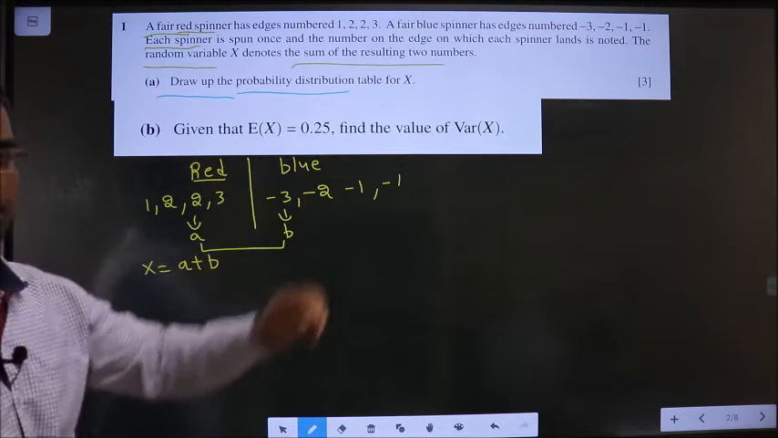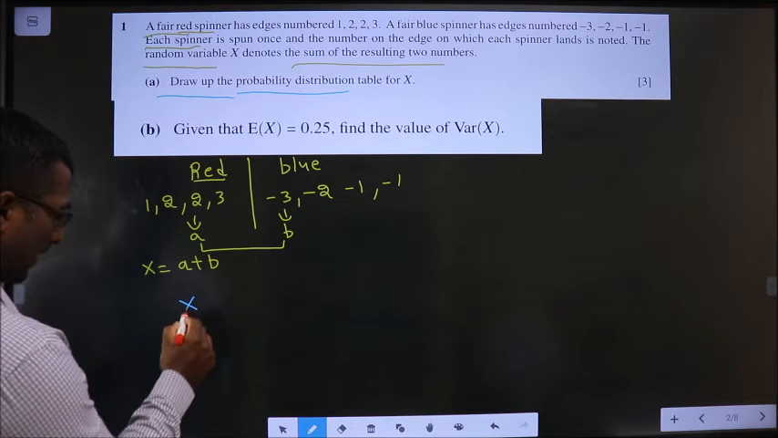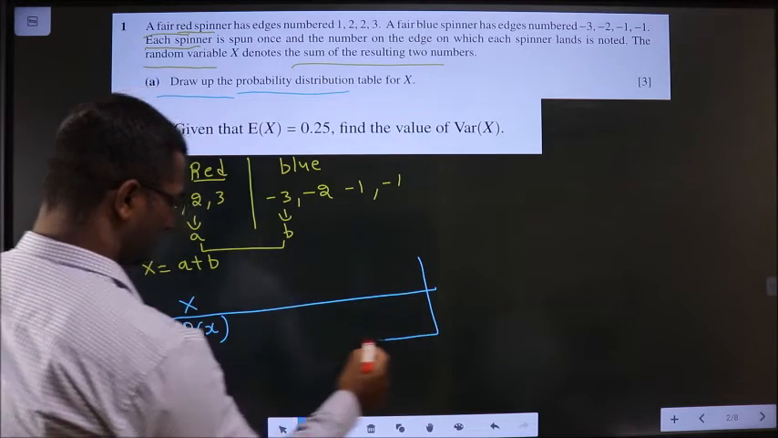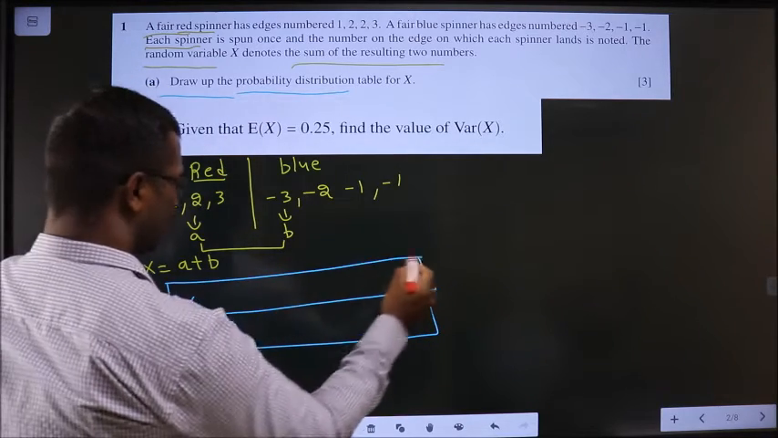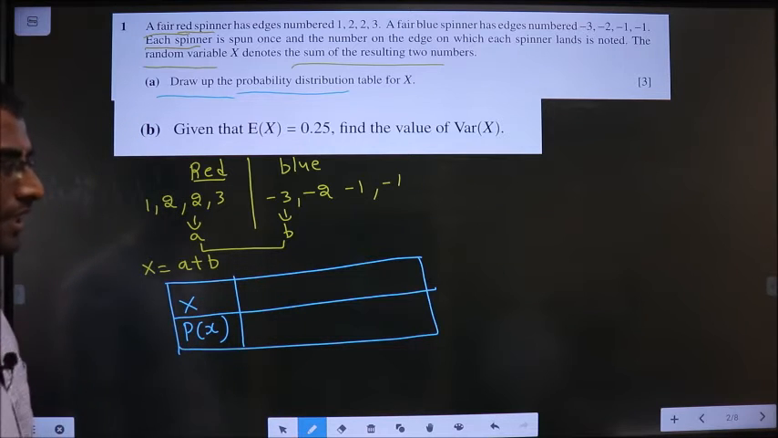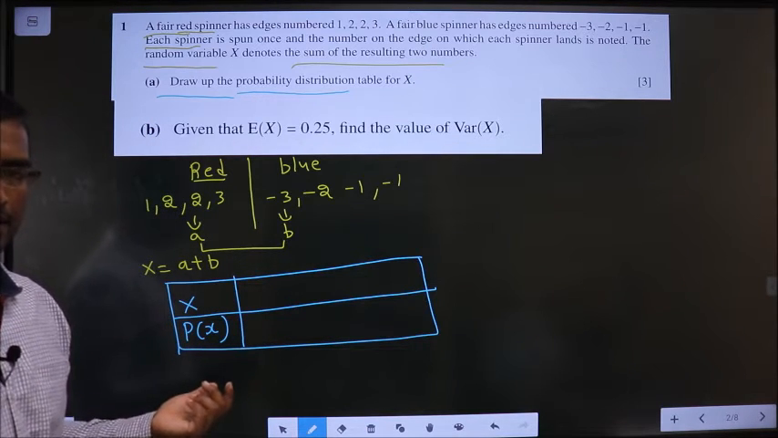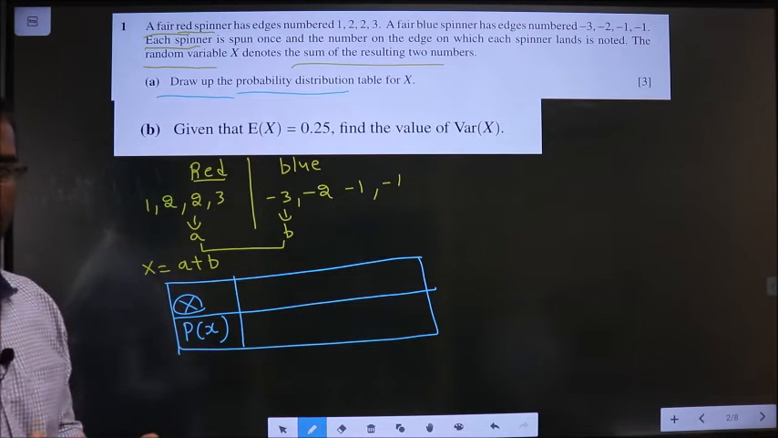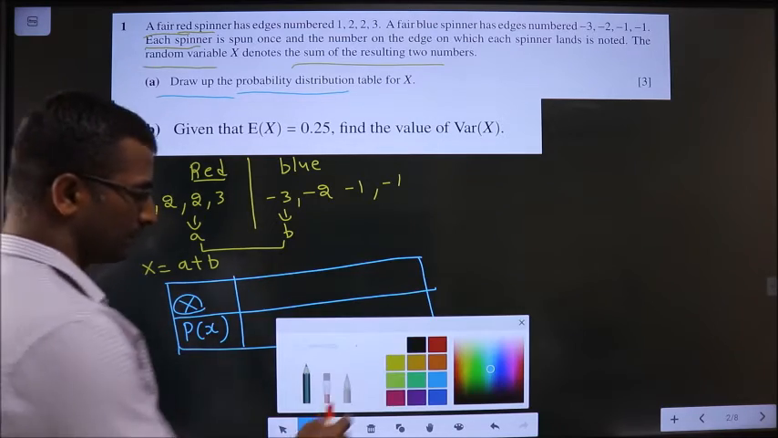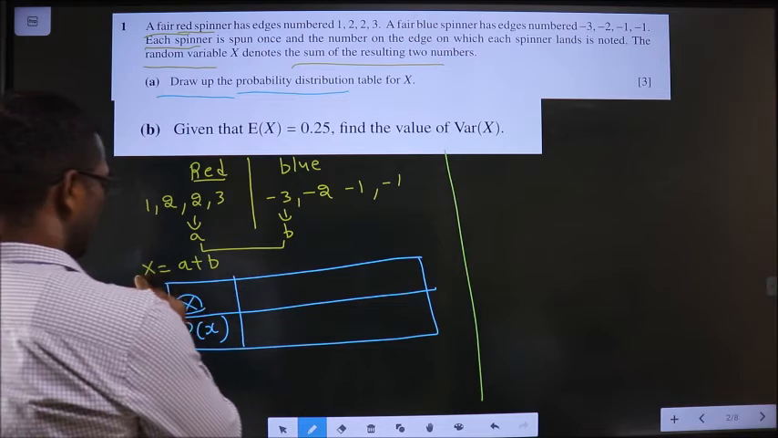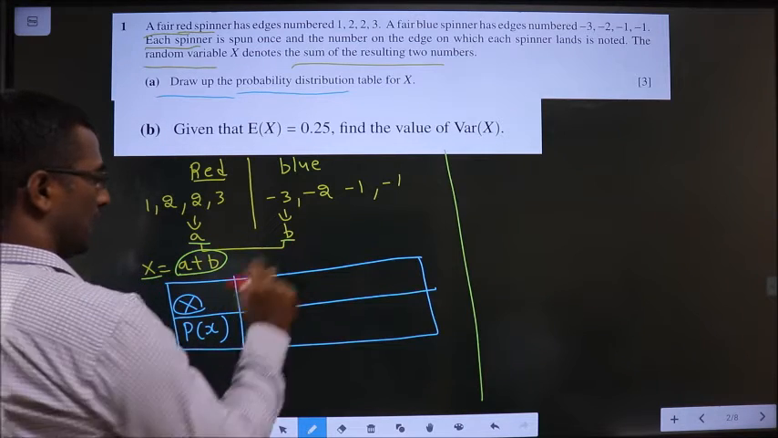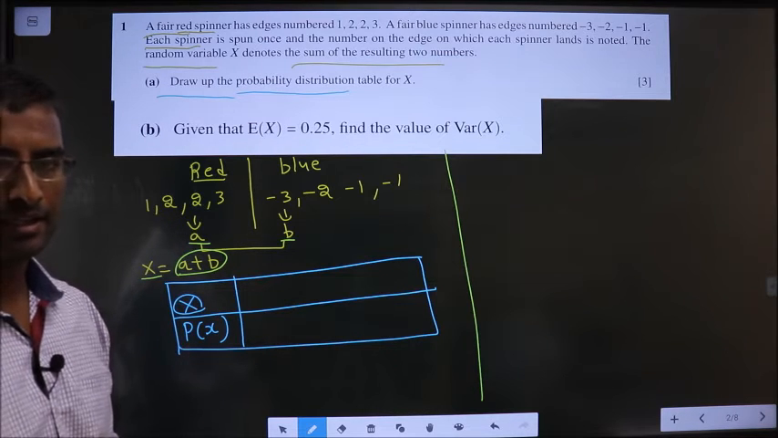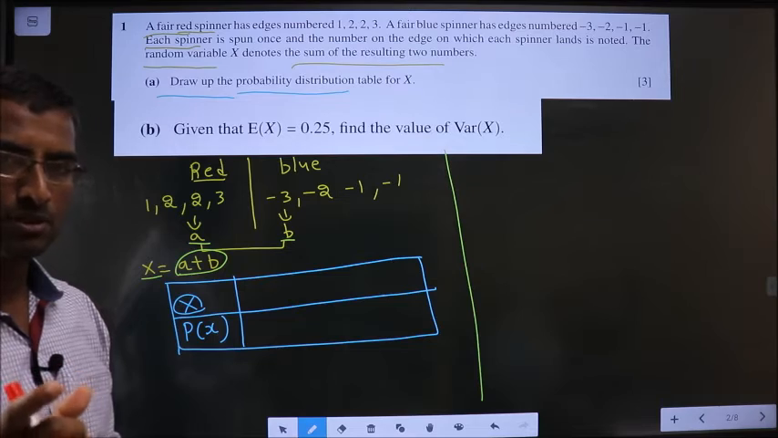Probability distribution table means x and its corresponding probability. This table we call the probability distribution table. Now, to fill this table, first I should know what all values x will take. And how will I come to know that? See here, x is nothing but the sum of these two, right? So let us write all possible values that x can take. I should make use of a two-way table.